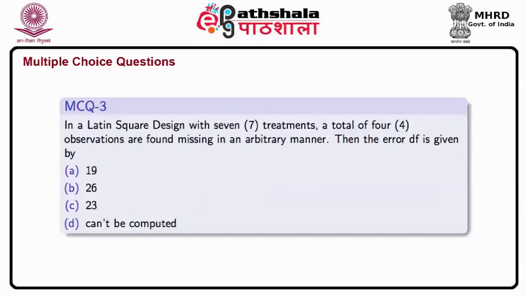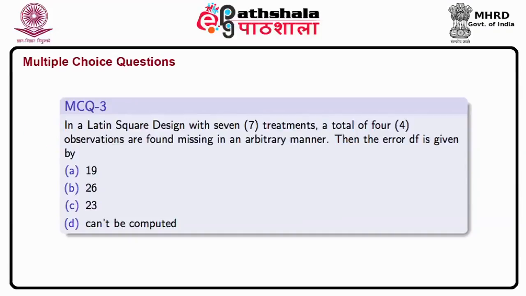Okay. And the third one is, obviously, based on Latin square design. And the question is, in a Latin square design with 7 treatments, a total of 4 observations are found missing in an arbitrary manner. Then the error degrees of freedom is given by, again the first 3 options are 19, 26 and 23, and the last option is it can't be computed.